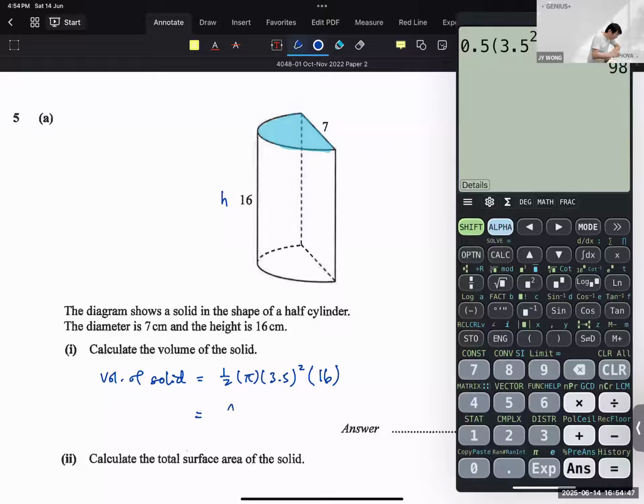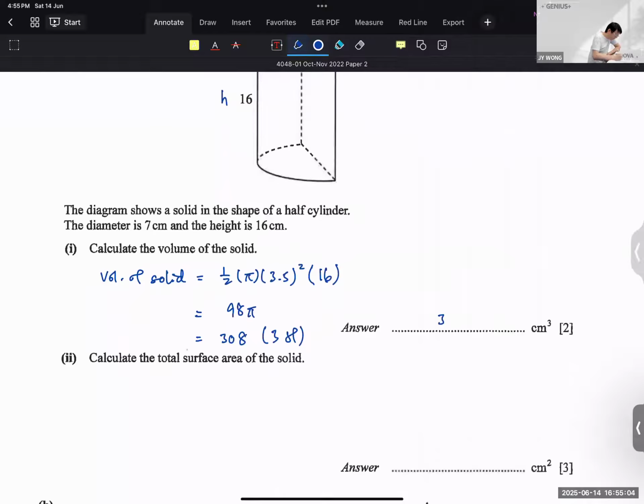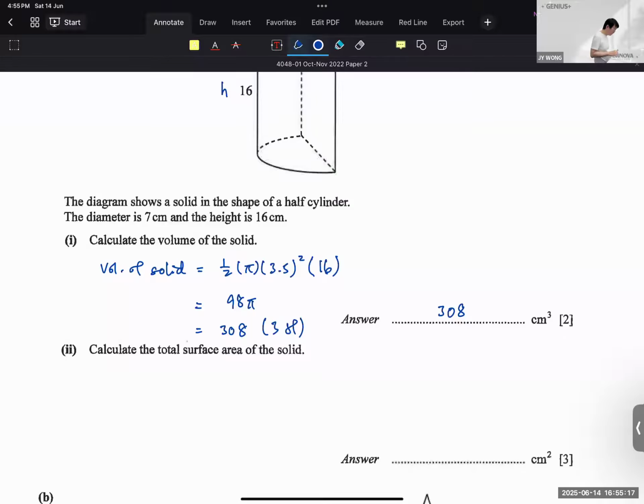So I have 98 pi, which will give me 308 in 3SF. For EMAF, normally we leave it in 3SF. You want to leave it in terms of pi, it is acceptable. But normally in EMAF, we don't leave it in terms of pi, we just leave it in 3SF. If you take AMAF, then normally you will leave it in terms of pi. That's why Cambridge will accept both.